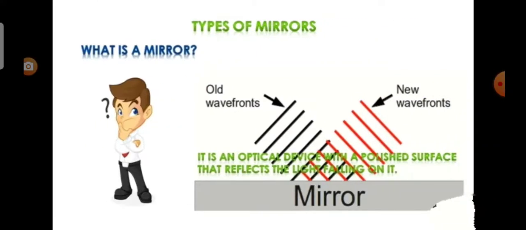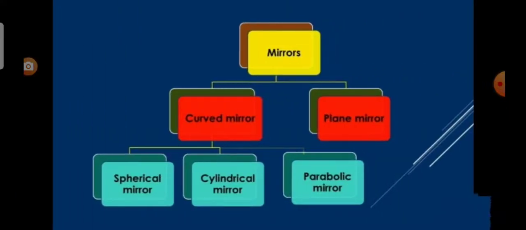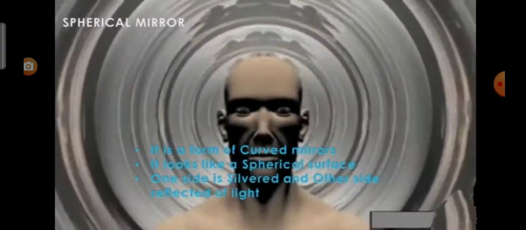What is a mirror? A mirror is an optical device with a polished surface that reflects the light falling on it. Now we see about the types of mirrors. The mirrors are classified into two types. One is plane mirror and the other one is curved mirror. The curved mirrors are classified into four types. One is spherical mirror, and then cylindrical mirror, parabolic mirror, and ellipsoidal mirror.